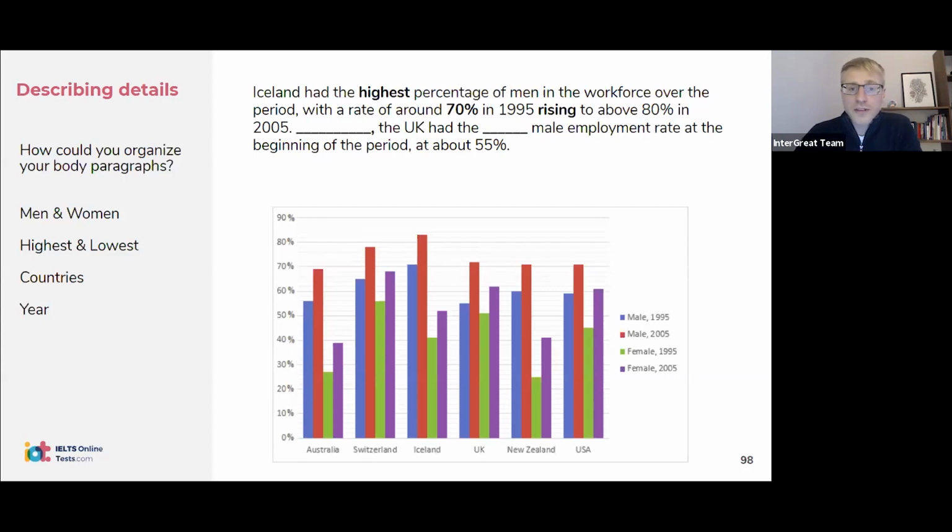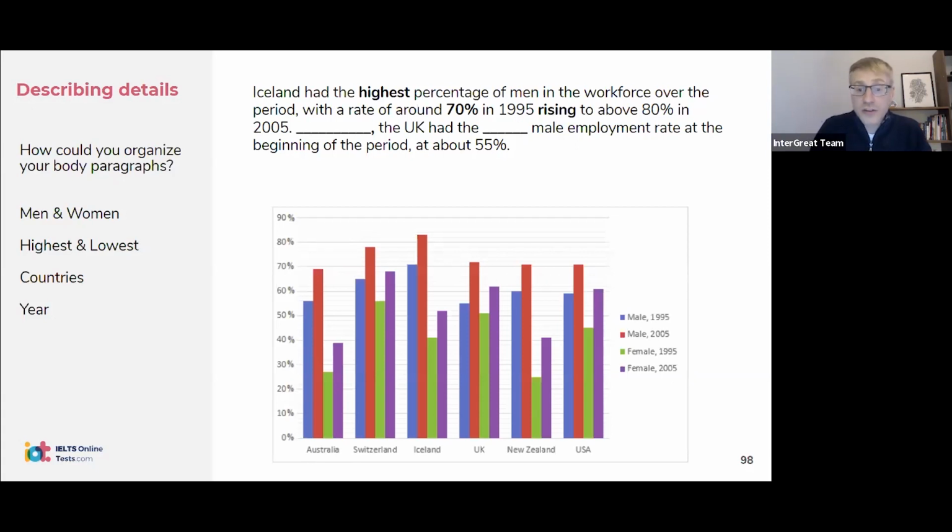Now, we talked about the highest, that's Iceland. Now let's talk about the lowest, which was the UK. No, you need to use the ing form because it's not the main verb. The main verb here is had. Iceland had the highest percentage, right? And then this sentence is a subordinate clause. You're adding more information. So we don't use a main verb. We're using an ing form, okay? Very good, you guys.